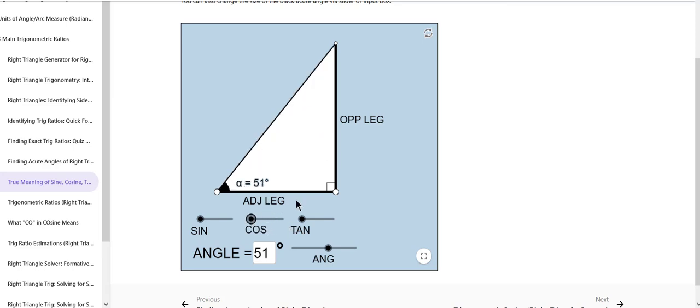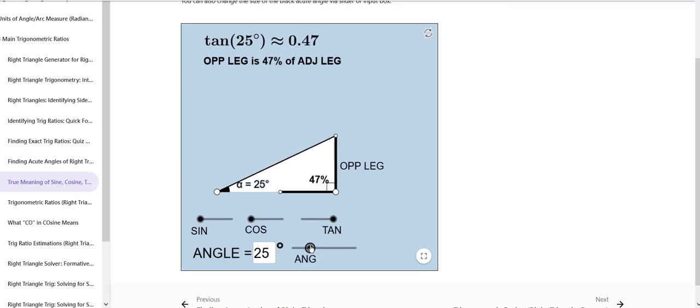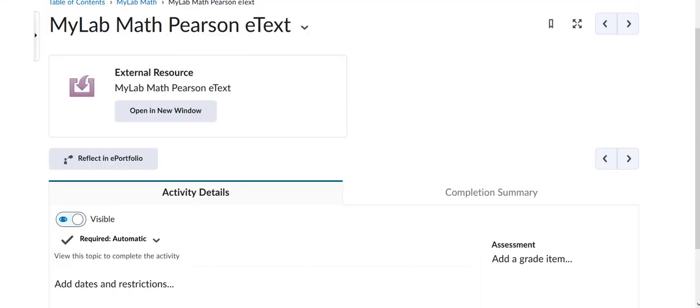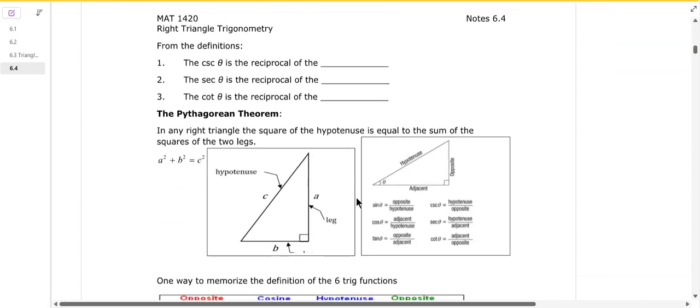And then finally, the tangent is really a ratio of opposite to adjacent. The reason that the tangent of 51 is 1.23 is because this opposite leg is 123% of the adjacent leg. And as I change this angle, now we got a tangent of 0.47. That just means this opposite leg is 47% of this adjacent side. Those are a couple of nice things to look at to give you a deeper understanding of what these relationships are.